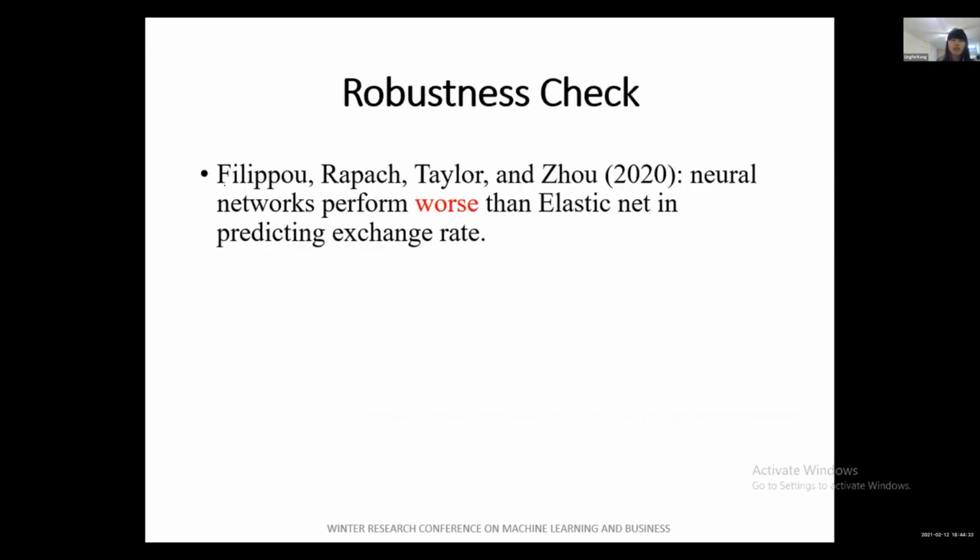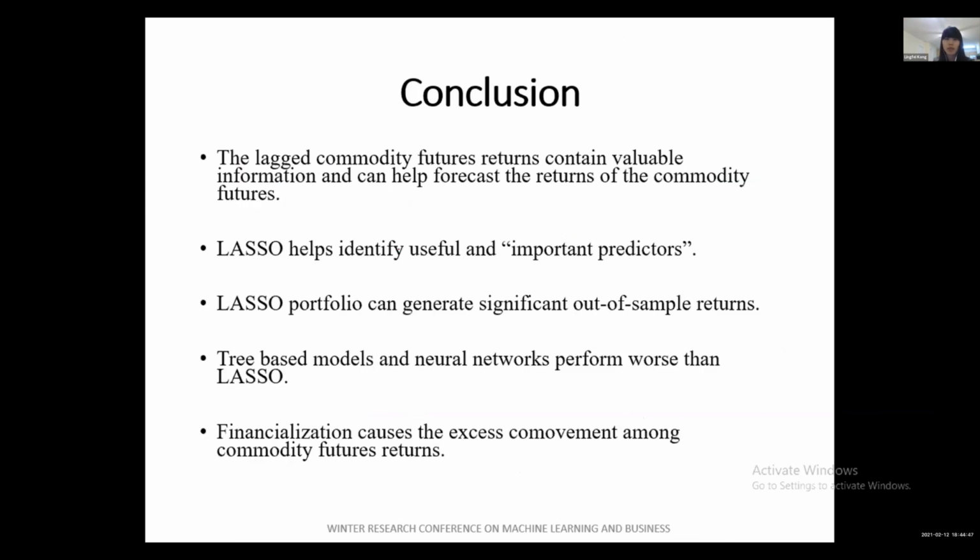Our finding is also very similar to this paper, Filippou et al. 2020, who also find that in their small exchange rate cross-section, neural networks perform worse than elastic net in predicting exchange rates. So to conclude, we find that the lagged commodity futures returns contain valuable information and can help forecast the returns of the commodity futures. We also find that Lasso helps identify useful and important predictors. Lasso portfolios can generate significant out-of-sample returns. Finally, we find that financialization causes the excess comovement among commodity futures returns.